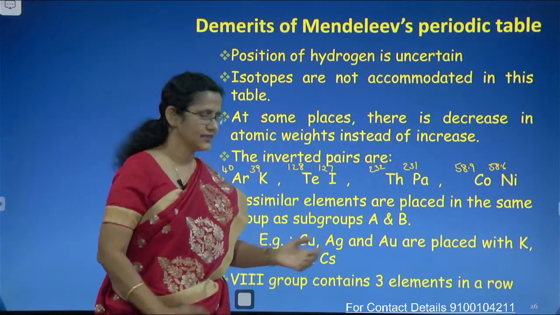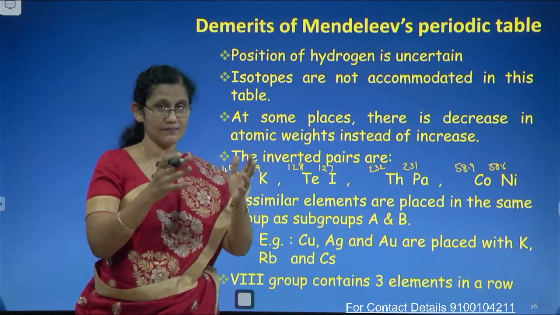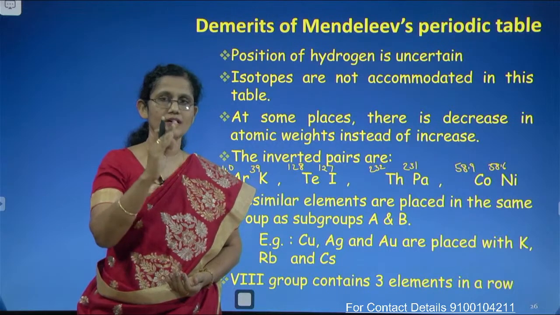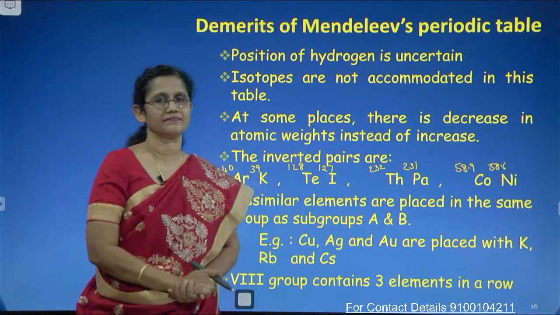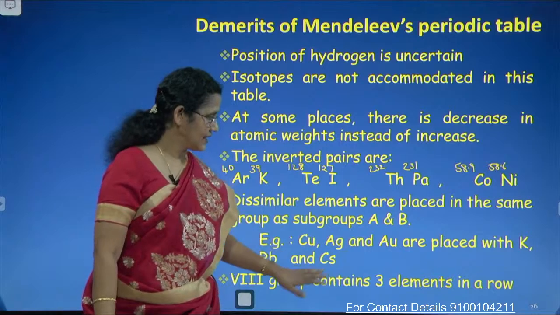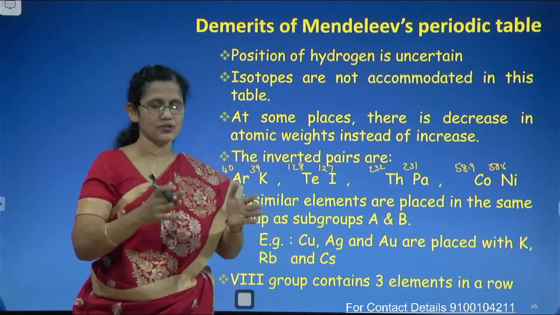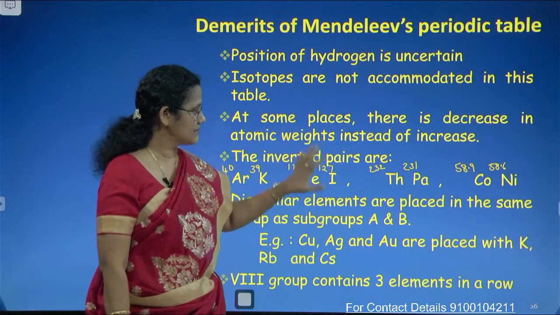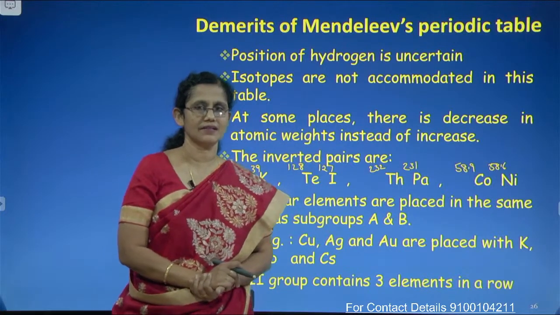And in the 8th group, 3 elements are kept together, elements with similar properties, the transition triads: iron, cobalt, nickel; ruthenium, rhodium, palladium; osmium, iridium, platinum. So 3 elements are put together in one row, and they are all kept together in the 8th group. These are some limitations or disadvantages of Mendeleev's periodic table, right.